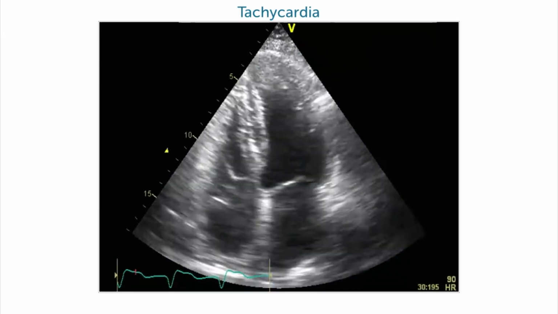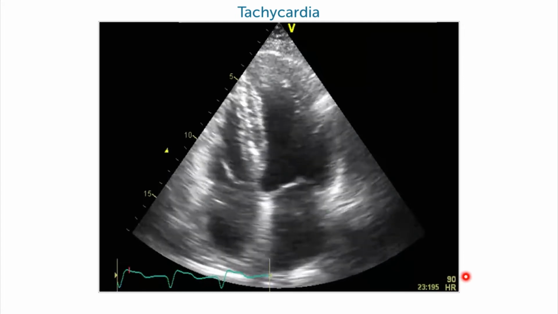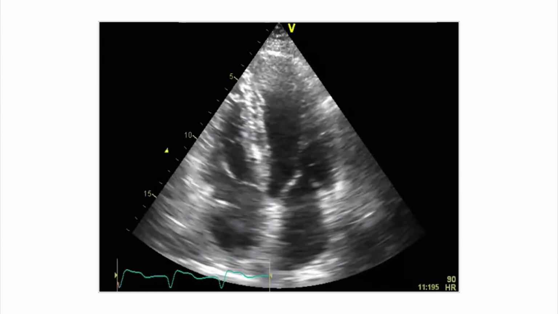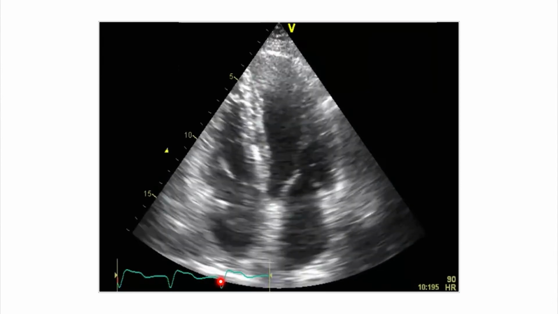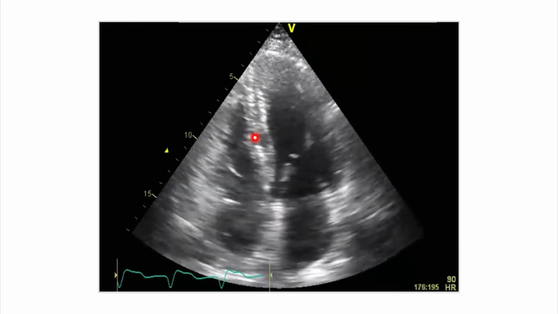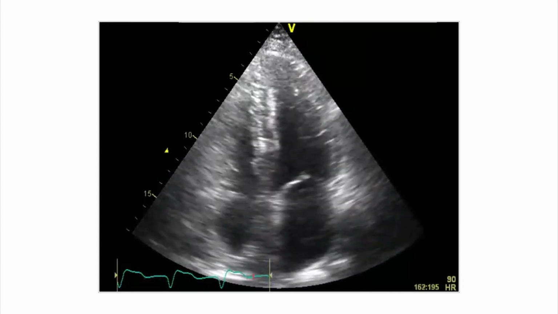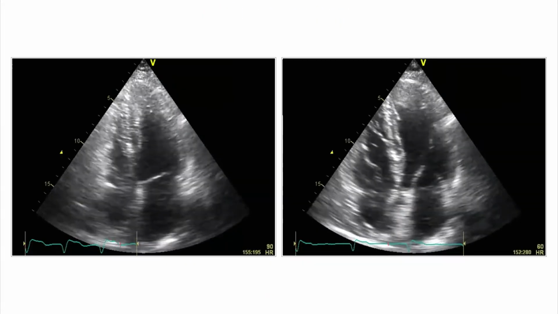Another example, another pitfall. Here we have a patient who has two problems. The first problem is that he has a rather high heart rate of 90. Now, it's always very difficult to judge ejection fraction in high heart rates. And the other problem is that the patient has a left bundle branch block. You can see that there's a wide QRS complex, which causes the septum to wiggle back and forth. So this is dysynchrony.